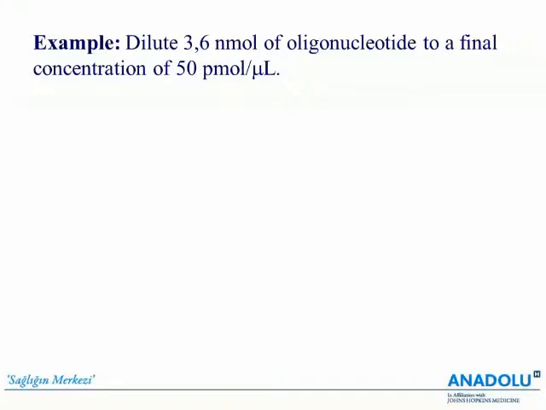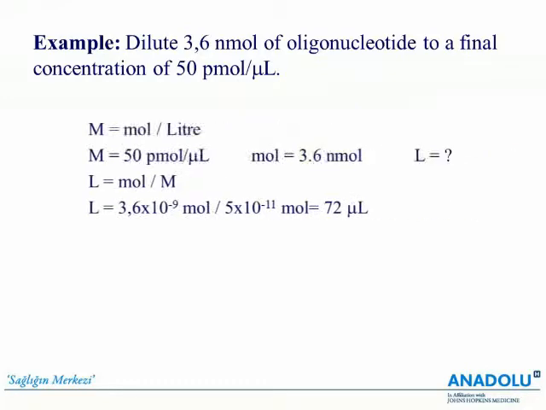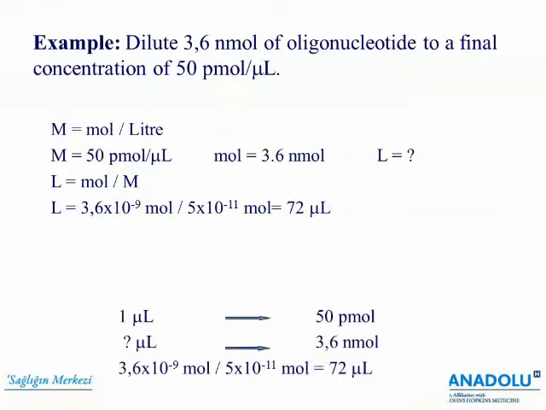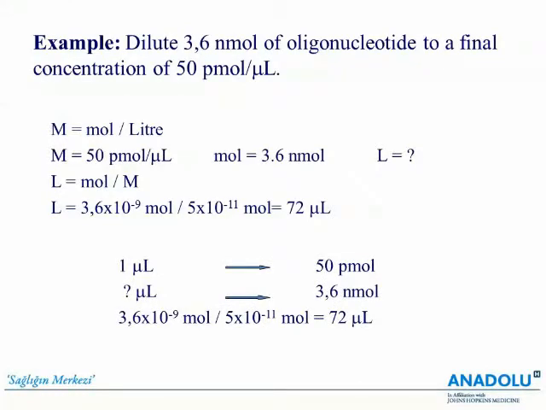In such a lab, we would have to dilute sometimes a lyophilized oligonucleotide, for example, a 3.6 nanomole oligonucleotide. And let's say in the final mix, we want a concentration of 50 picomoles of oligonucleotides per microliter. We would again use our formula. So we would find that we need 72 microliters of our oligonucleotide.